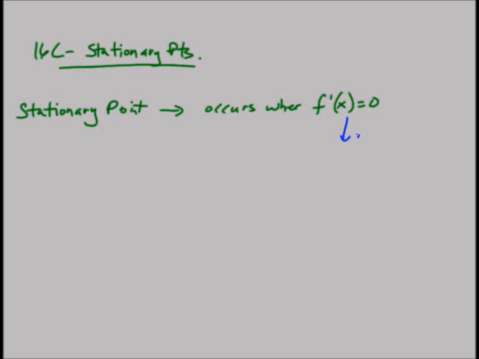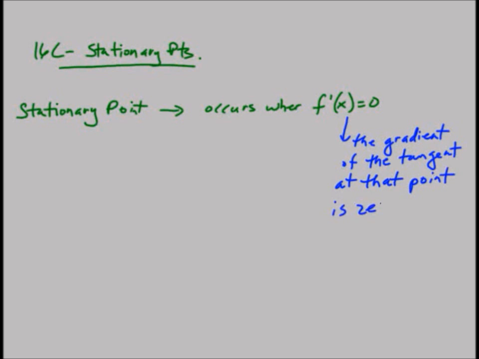It means that the gradient of the tangent at that point is 0. In other words, the gradient is a horizontal line. There are 3 instances in which this can occur. 3 situations that this occurs.